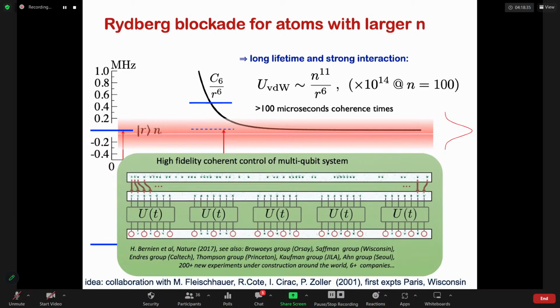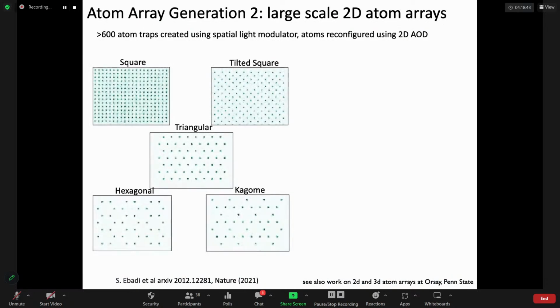So starting from about early 2020, in our lab, we ran what we call the second generation of atom array. In this second generation, we started from about 600 traps, and we were able to sort and create systems of a little bit more than 300 atoms. So what you see here are artificial lattices: square, triangular, hexagonal, Kagome, the kinds of systems we were able to create.